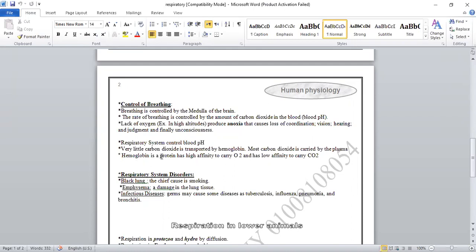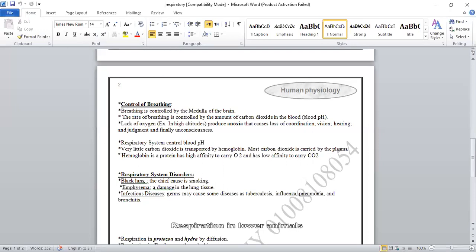بيقول لك ان very little carbon dioxide is transported by hemoglobin لكن most carbon dioxide is carried by plasma. دي هناخدها في البلد لما نتكلم عن السيركيولاتري سيستم ان شاء الله the next session. ان البلد فيه many components, each component has its own function. فالهيموجلوبين ده very important component في البلد.